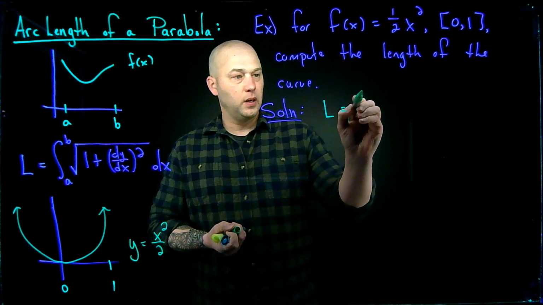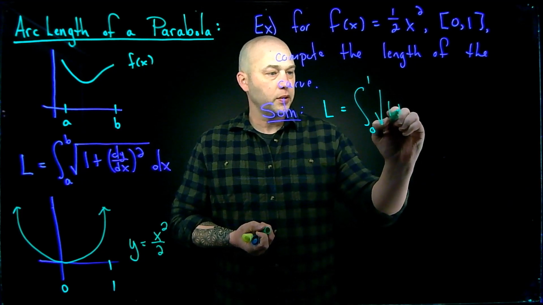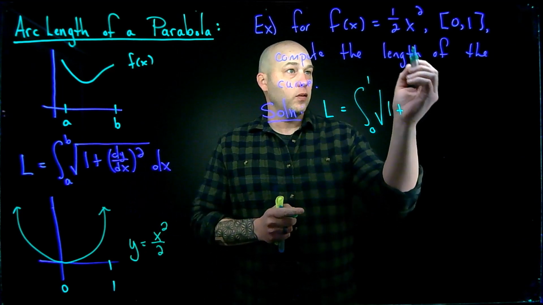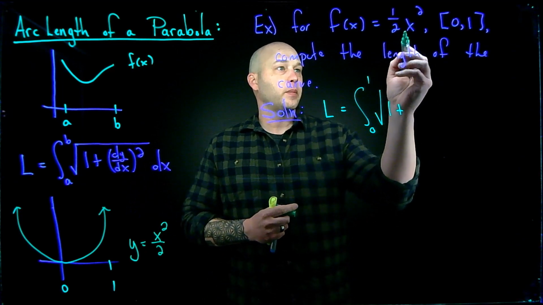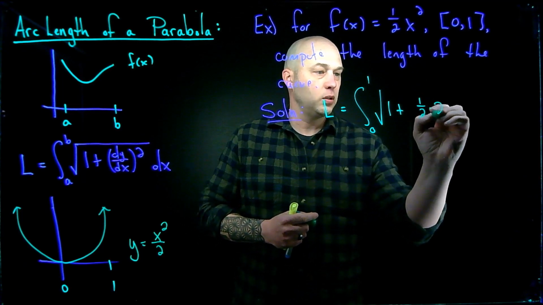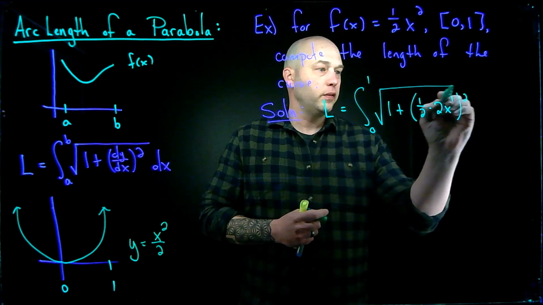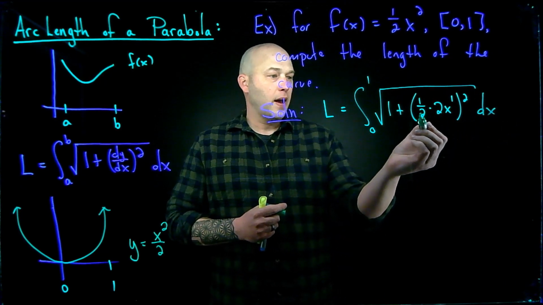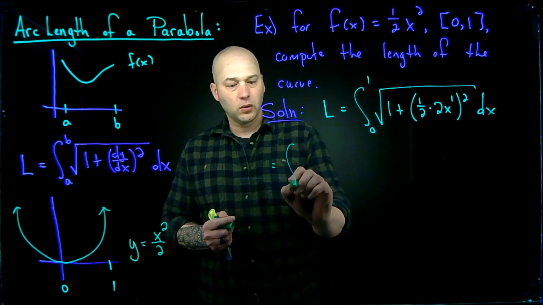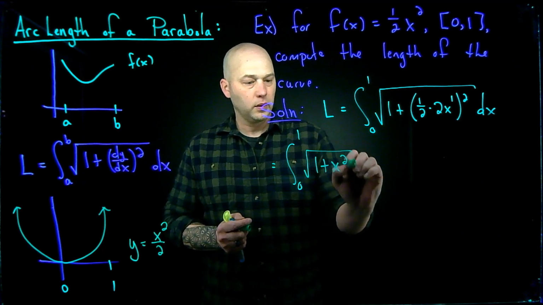is going to be the integral from 0 to 1 of the square root of 1 plus... Now, of course, we've got the formula written over here, so I differentiate and then square it. Let's show all the details here. The derivative of 1/2 times x squared would be 1/2 times 2 times x to the first, using the power rule for derivatives. And 1/2 times 2 is 1. X to the first squared would be x squared. So I get the integral from 0 to 1 of the square root of 1 plus x squared dx.